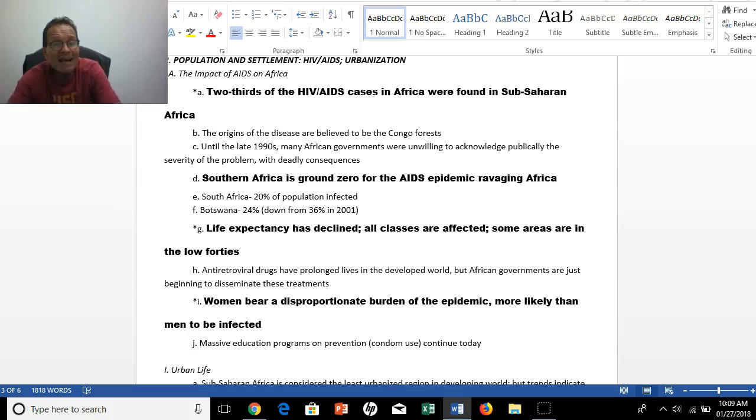But antiretroviral drugs have been introduced.